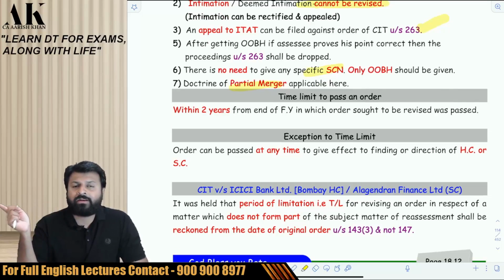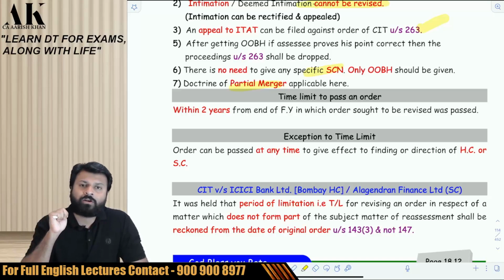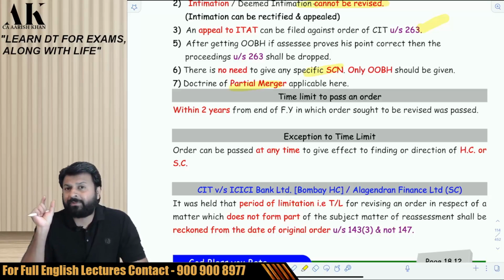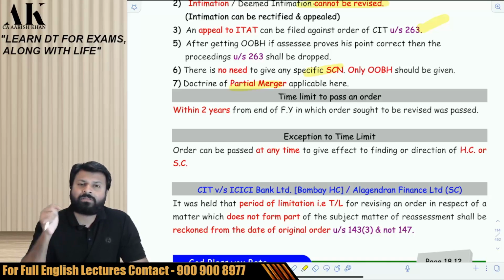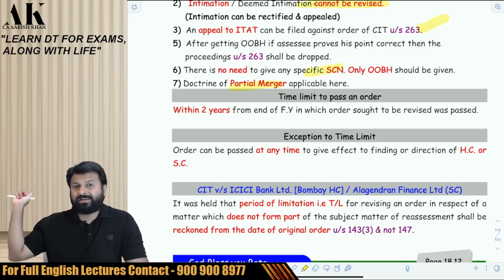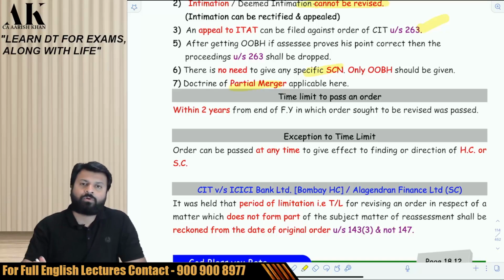Next, the doctrine of partial merger is applicable here, like it was applicable in 154 rectification. As I've told you in the earlier part of this lecture also, in 263 also there is a doctrine of partial merger. What is the doctrine of partial merger? It means if a particular part of an order is already in appeal, then that part cannot be touched in revision under 263. The CIT can touch other aspects but not the same aspect. This is the doctrine of partial merger, which earlier came in section 154 also.